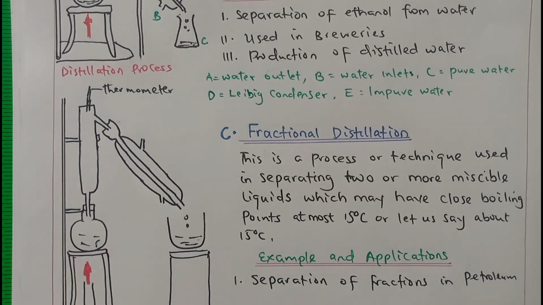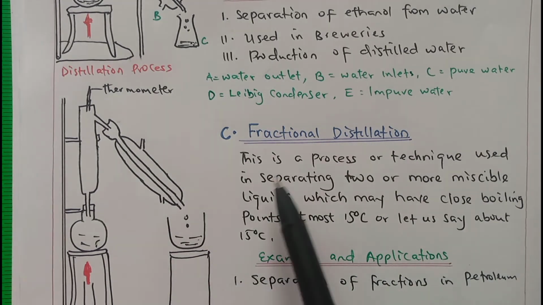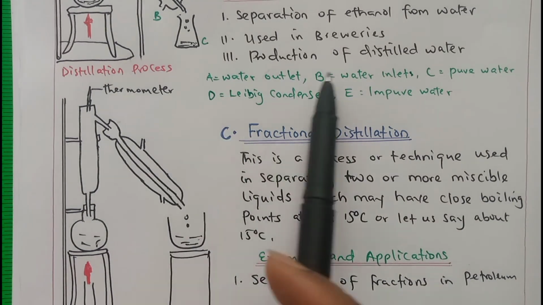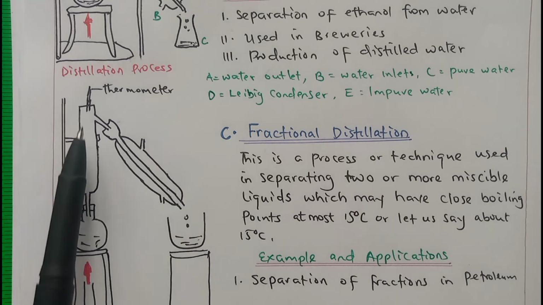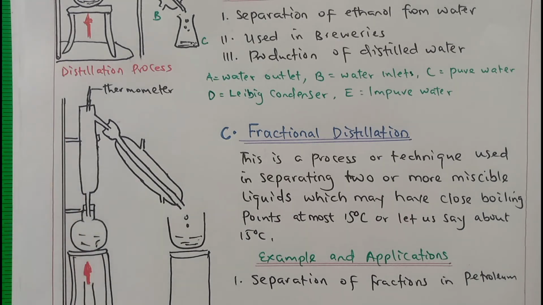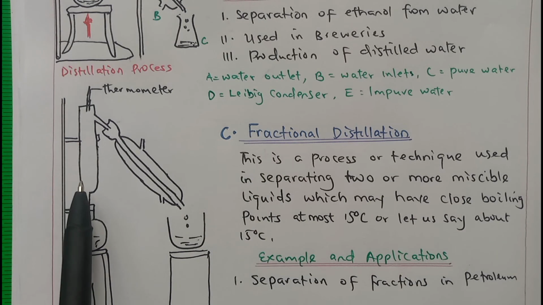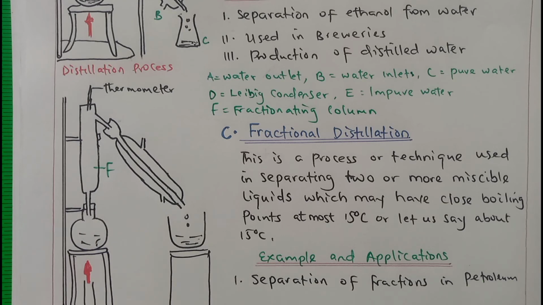The remaining things are all just the same. I just want you to know that everything here is here. The only difference is that this setup has a fractionating column. Do you get that? Okay, therefore if I introduce this, it's going to be F. We are going to put the F here to be the fractionating column. Hope you get that.